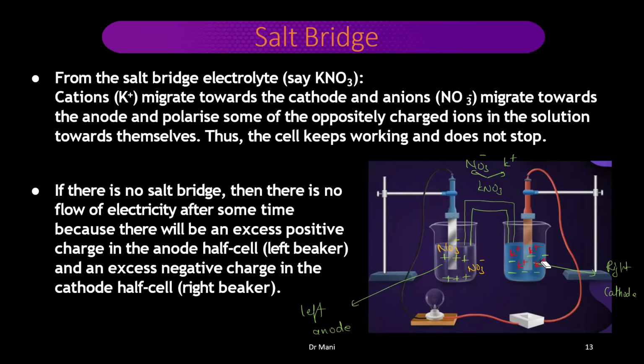All these negative charges are balanced with positive charges. So neutrality will happen here. So that is how the ion migration that's happening from the salt bridge is very, very important for sustainable current generation. Clear?